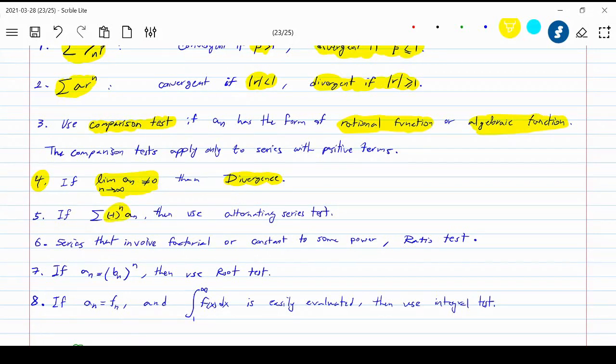If we're dealing with alternating series, we have the alternating series test. That's a powerful test. It tells you whether the series is convergent or divergent.